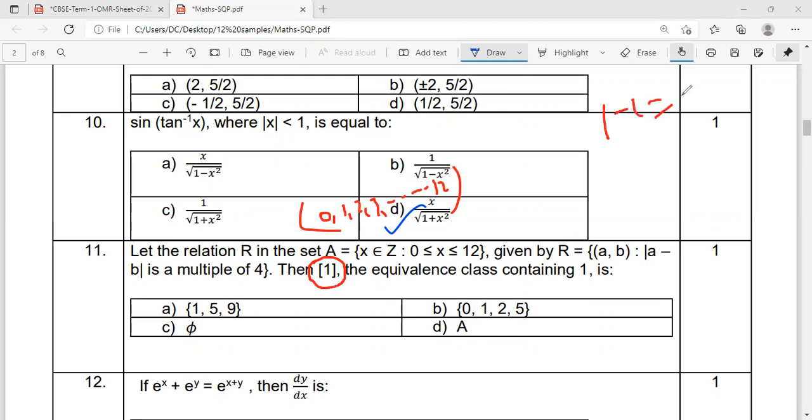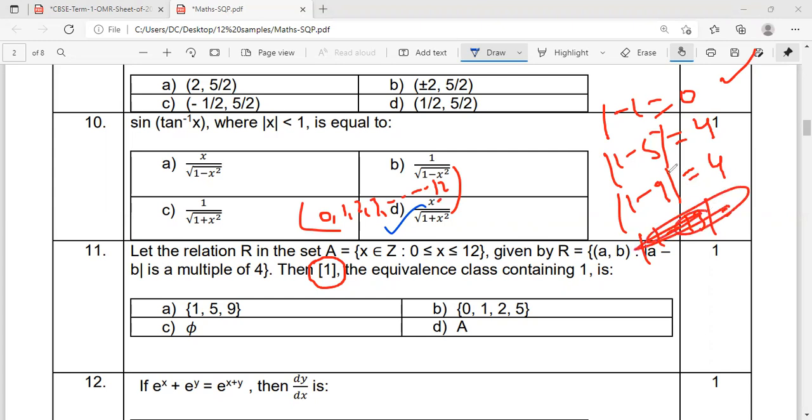See, 1 minus 1 is 0, divisible by 4. I should get a multiple of 4. Now 1 minus 5, that is also divisible by 4. And 1 minus 9, that is also divisible by 4. The next number is 13. Because it is mod, it will not make any difference in which order we take; it will always be positive. And 1 minus 13 would be a multiple of 4, but 13 is not in the set here, which goes up to 12. So we will not take this. So the numbers are 1, 5, and 9.